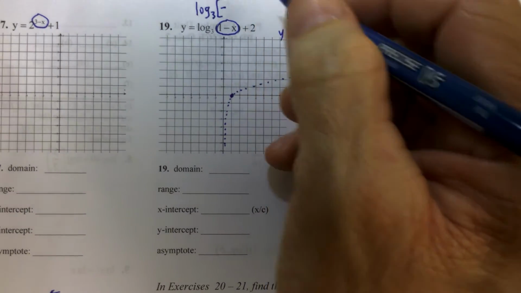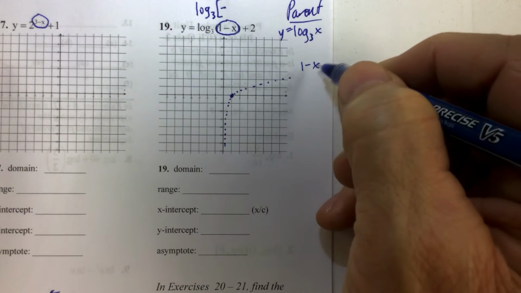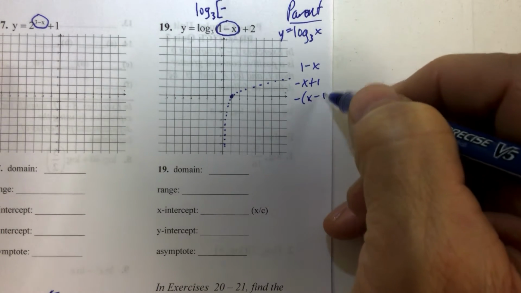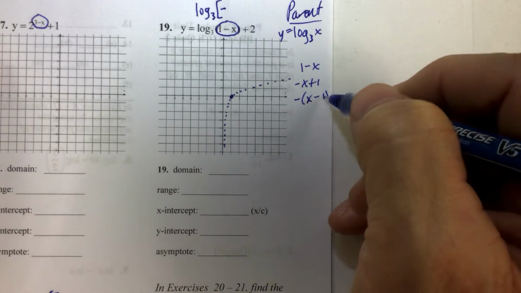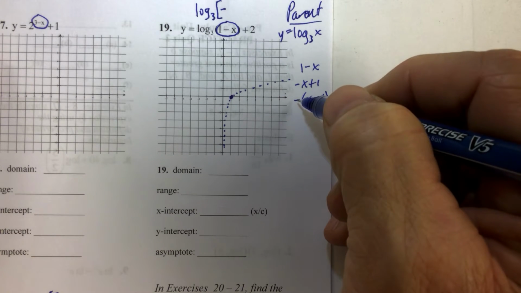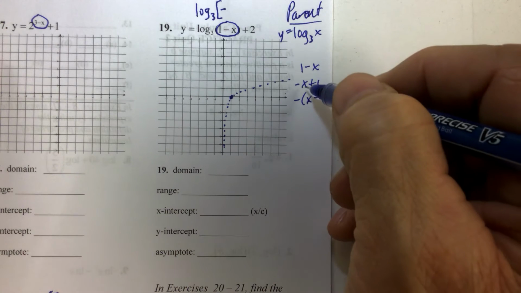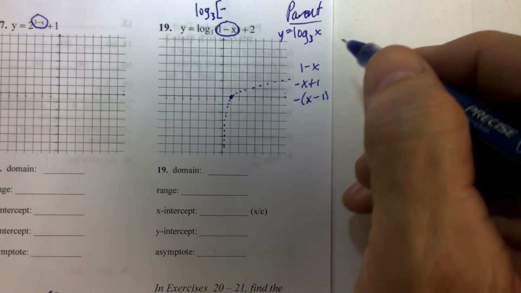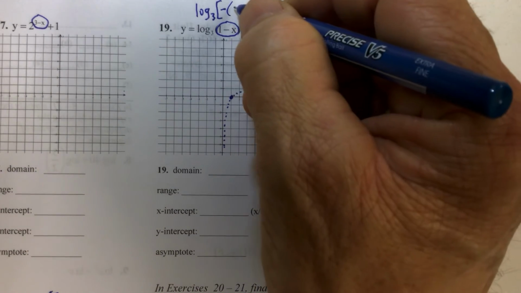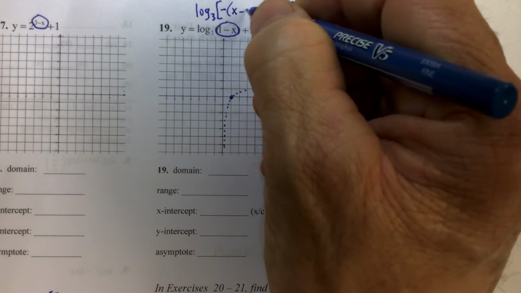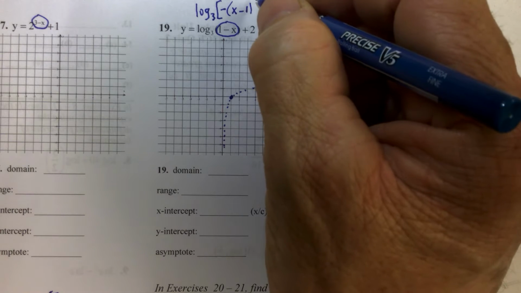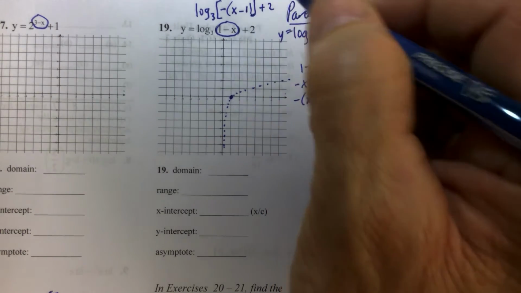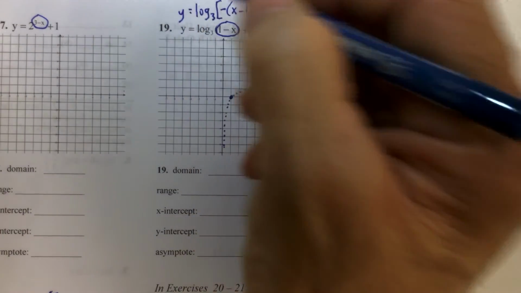Since I don't have much room here, I'm going to take 1 minus x and write that as negative x plus 1, and then factor out the negative, which means we have the opposite of x minus 1. If you distribute the minus sign, you'll get negative x plus 1, which you can switch around and write as 1 minus x. So all I'm doing is rewriting the argument in a convenient way that helps me apply the correct transformations.